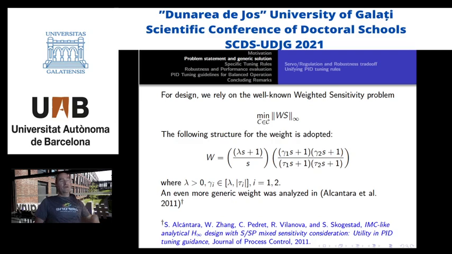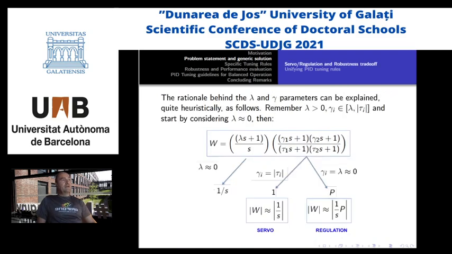Okay, so this is a more generic weight that can be found in the literature. You have the reference here for the case that you don't need to get the solution in PID form, but if you want a PID, you should particularize to this one. Okay, so let's understand a little bit how this weight works. What is the role of the lambda and gamma parameters?